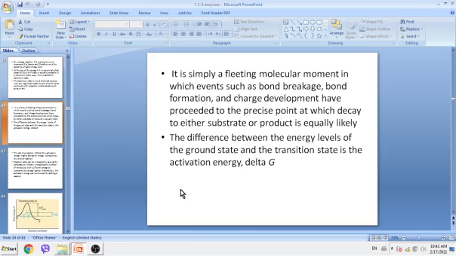It is simply a fleeting molecular moment in which events such as bond breakage, bond formation, and charge development have proceeded to the precise point at which decay to either substrate or product is equally likely. The difference between the energy levels of the ground state and the transition state is the activation energy.